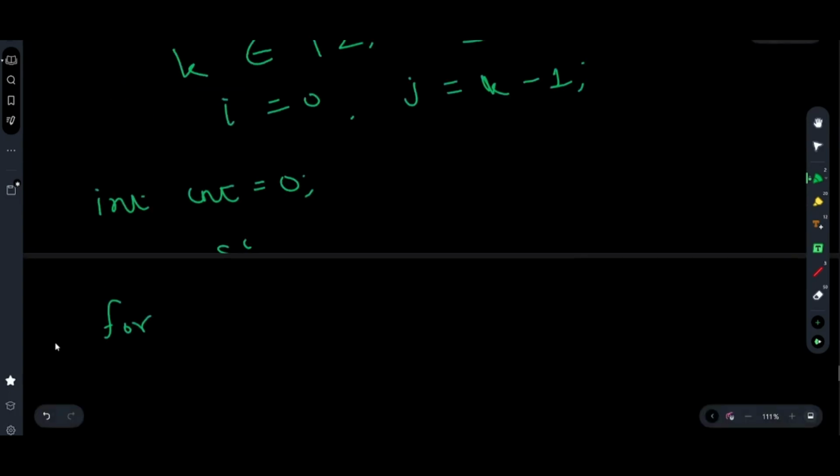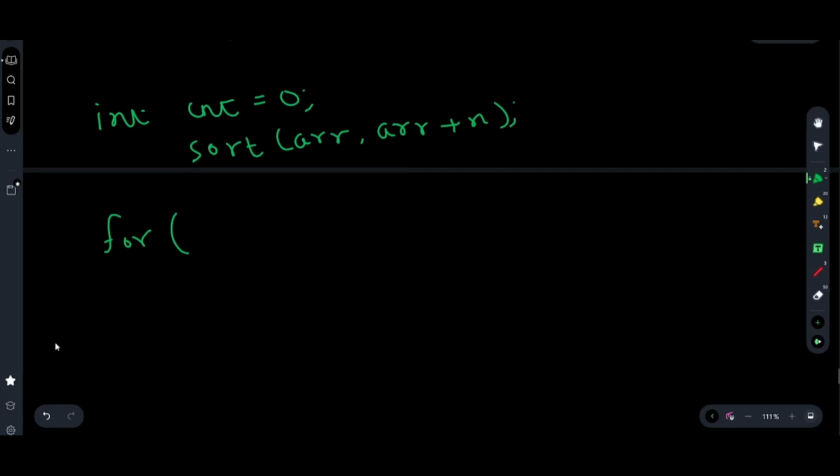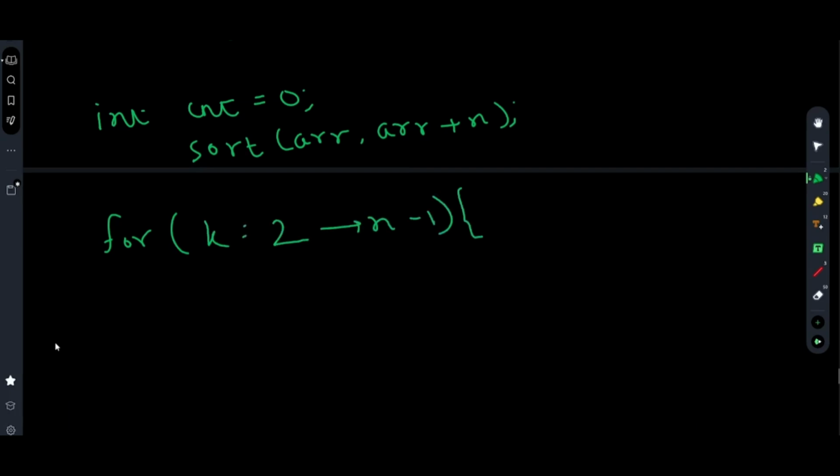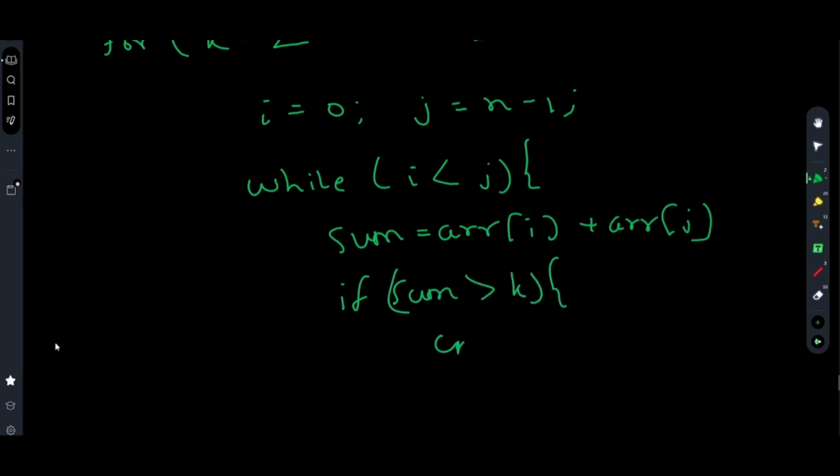First you will definitely sort. Then for k from 2 to n minus 1, what are the two things that we have? We have i equals 0 and j equals n minus 1. While i is less than j, sum equals arr of i plus arr of j. If sum is greater than k, obviously it will be a valid condition.